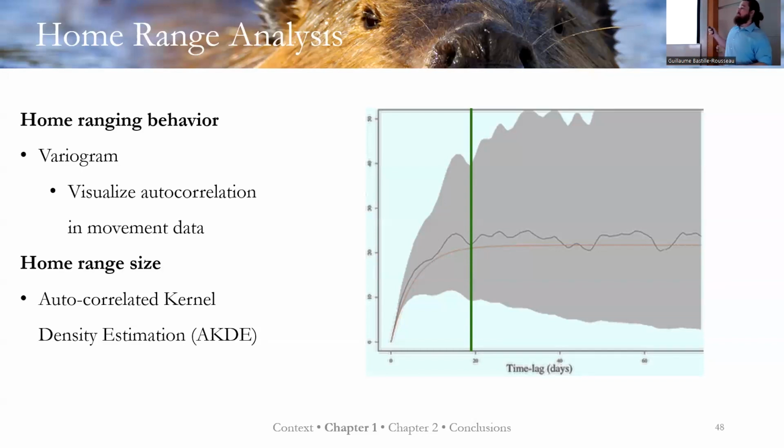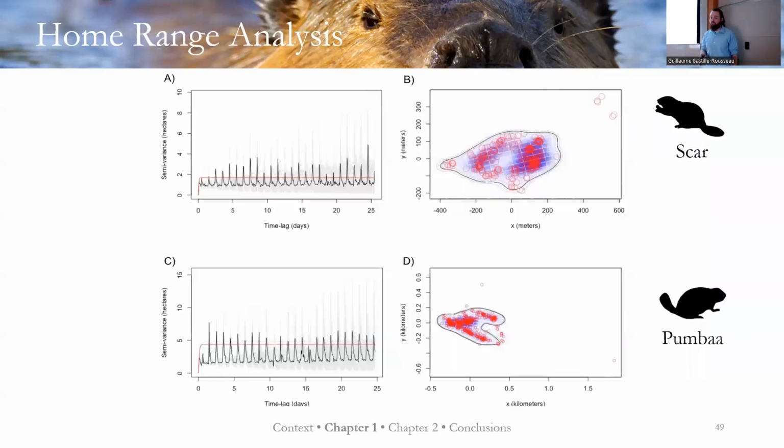And so ultimately, we use these variograms to visualize the autocorrelation in our movement data. And more specifically, this model, the red line that's fitted to the actual data, we can derive the estimate from that asymptote, extract that value to basically say, hey, this is the amount of time it took for this individual to display home ranging behavior. And then based on some of this, we were also able to make some really accurate home range estimates using autocorrelated kernel density estimation.